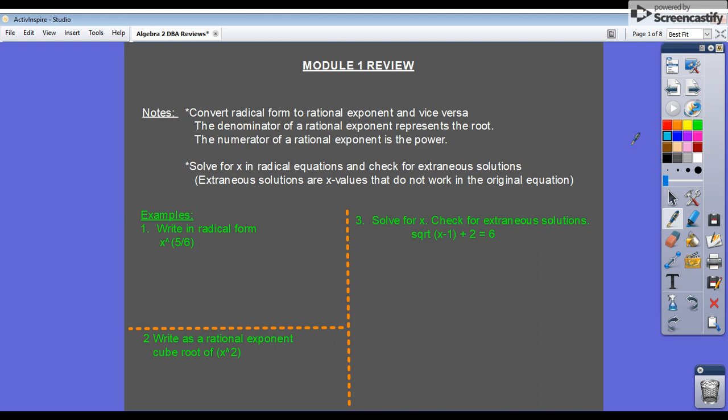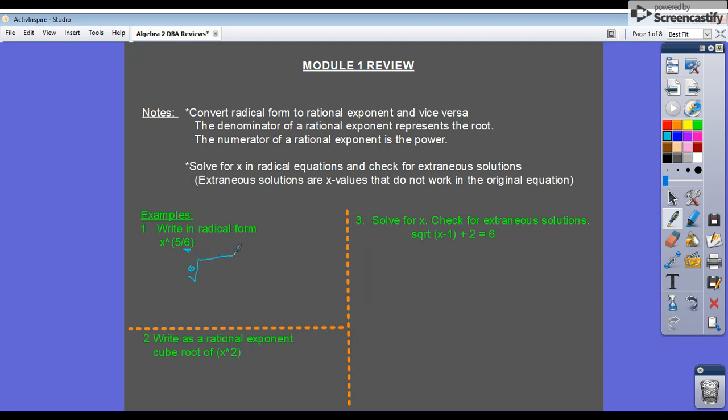So for Module 1, we're converting radical form to rational exponent form and vice versa. So one thing to note is that anytime you have a rational exponent, keep in mind that the denominator represents the root and the numerator represents the power. So if you look at example 1, x to the 5/6 power, the denominator always represents the root.